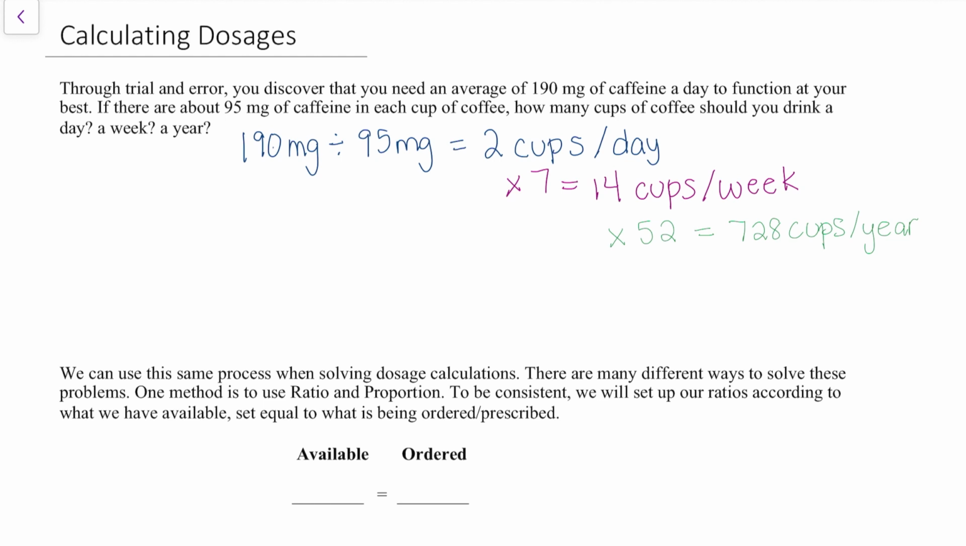So if you think of the 95 milligrams of caffeine in each cup of coffee as the strength of a medication, the amount of medication in a tablet, let's say, or in a milliliter, and 190 milligrams of caffeine as what the doctor has ordered, then you can figure out how much we need per dose, how much per day, for the course of a treatment, and so on. So we can use the same sort of thought process when calculating dosages.